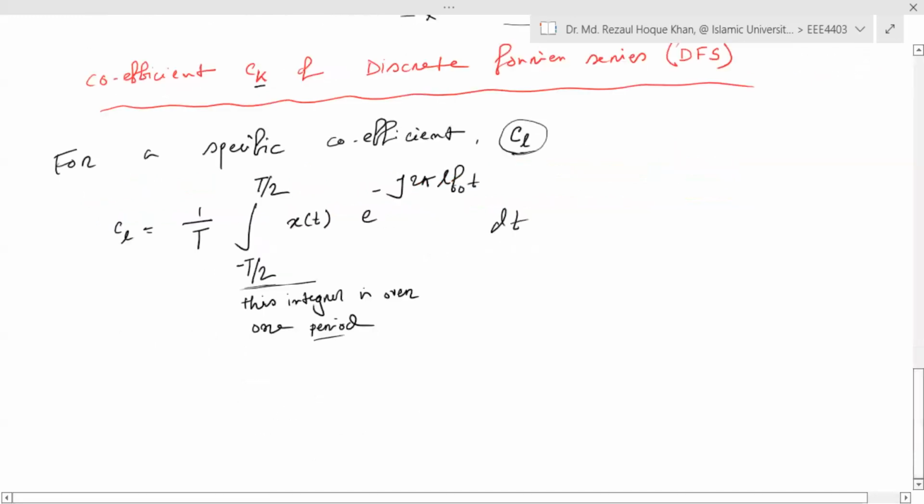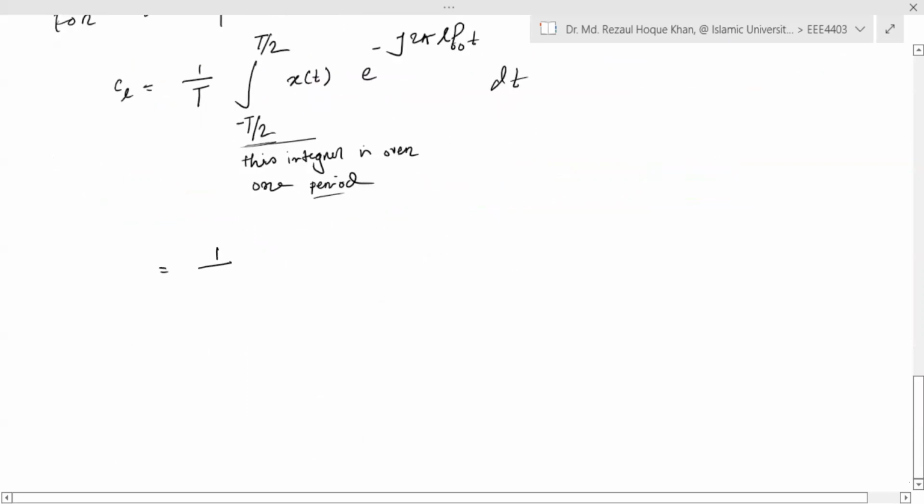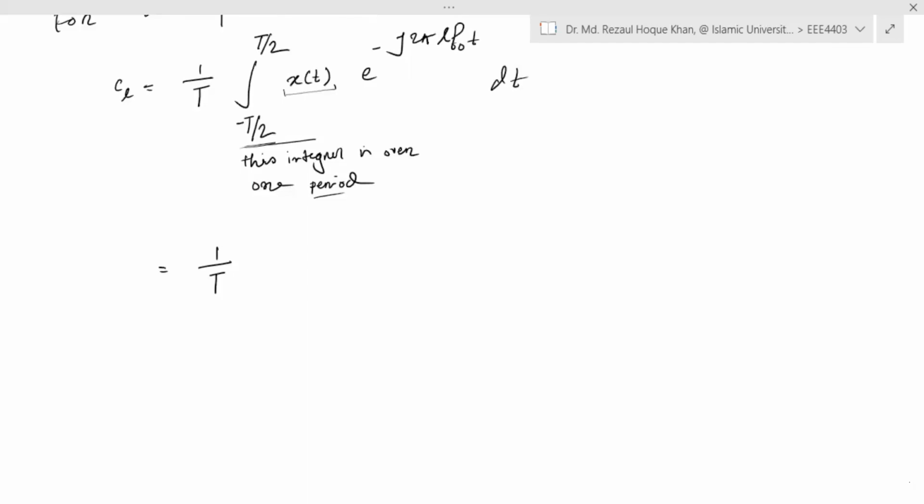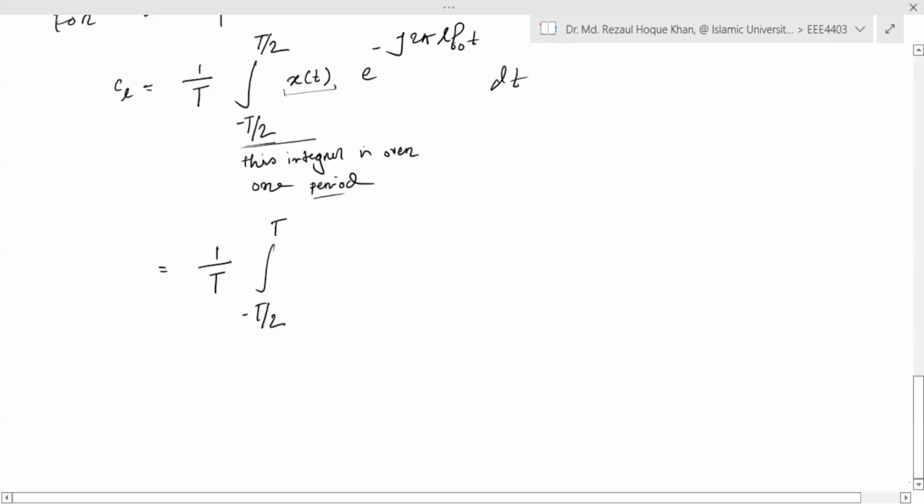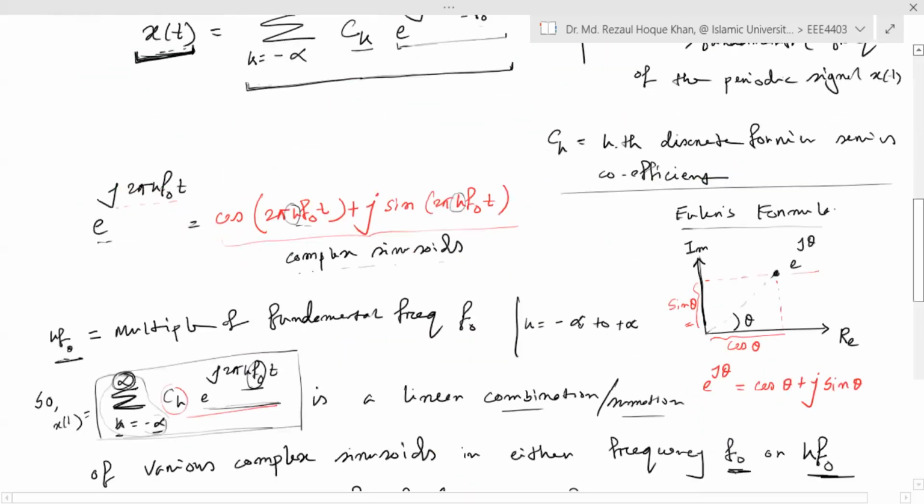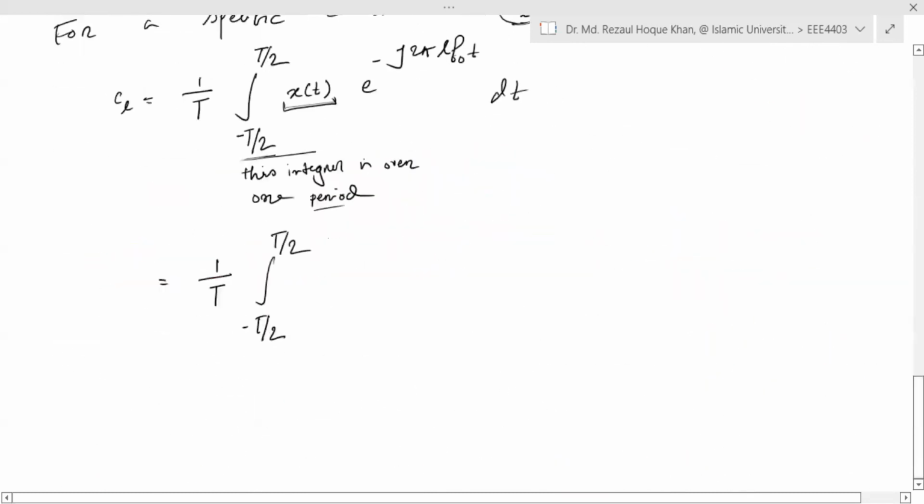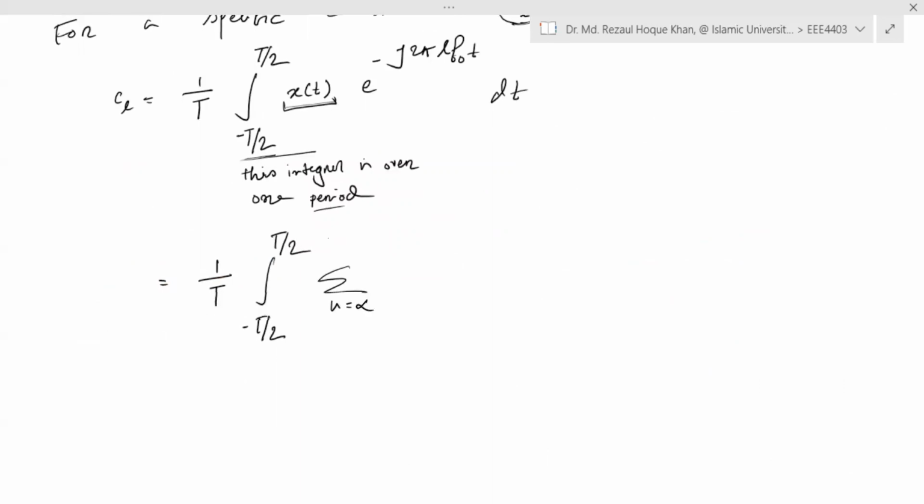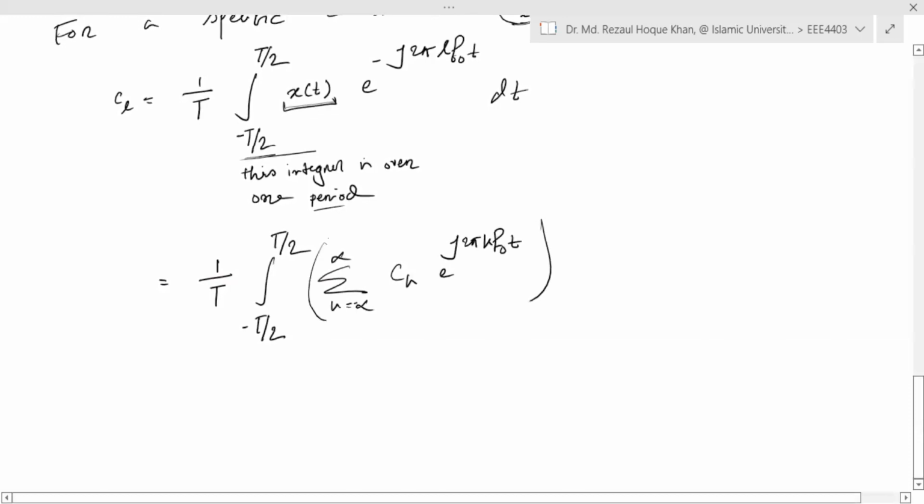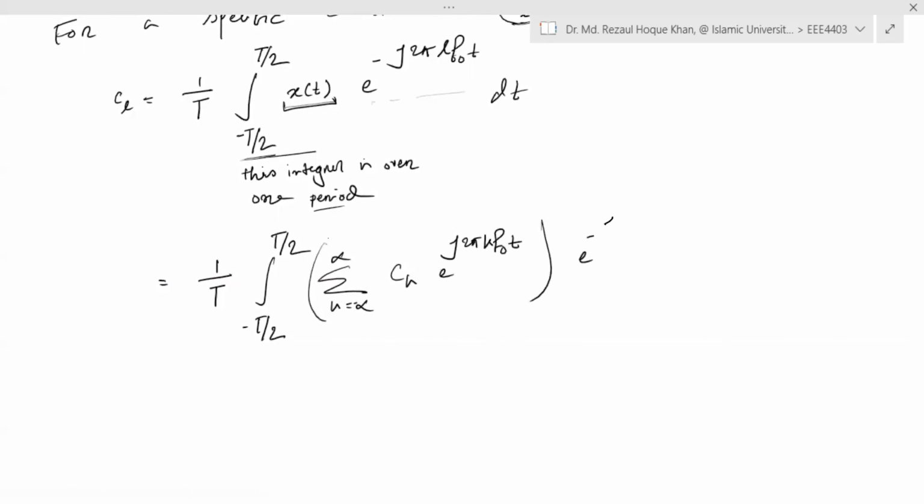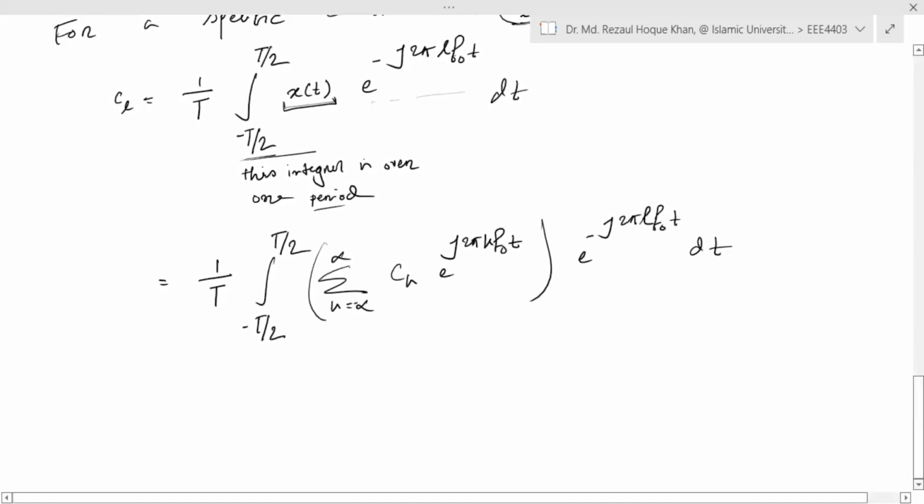So we can rewrite it as 1 by T, integral from minus T by 2 to T by 2, and we know the value of x(t), so we replace it. x(t) is the sum over k equal to minus infinity to plus infinity of ck e to the power j 2 pi k f0 t, multiplied by e to the power minus j 2 pi L f0 t dt. So we'll do some solution here.